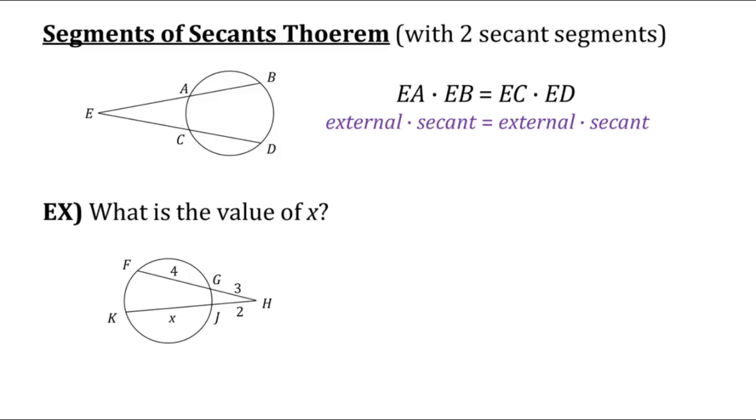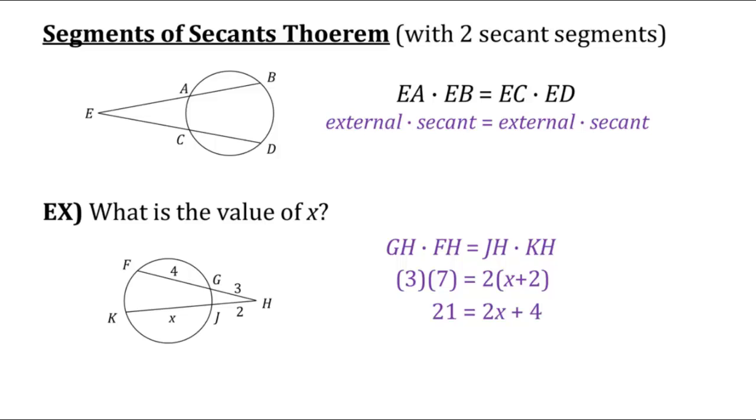All right, so let's look at this example. What is the value of x? So I'm going to do external times whole secant is equal to external times whole secant. So GH times FH is equal to JH times KH. When I put numbers in there, that's 3 times 7, because 3 plus 4 is 7, and then 2 times x plus 2, because we have to add the whole secant length.